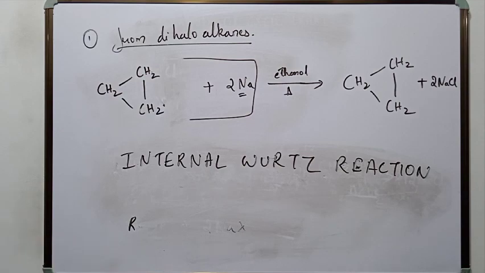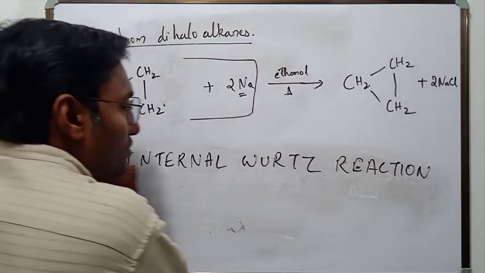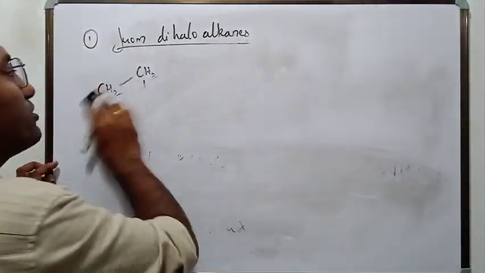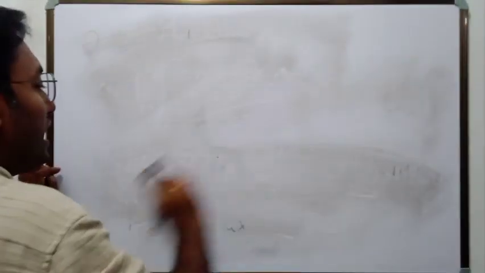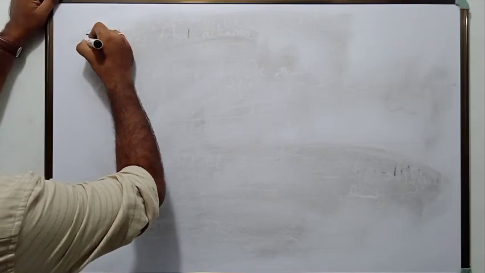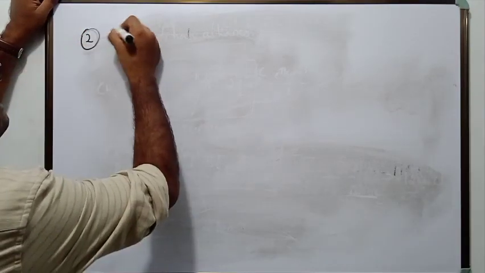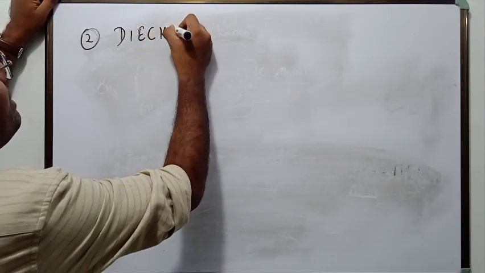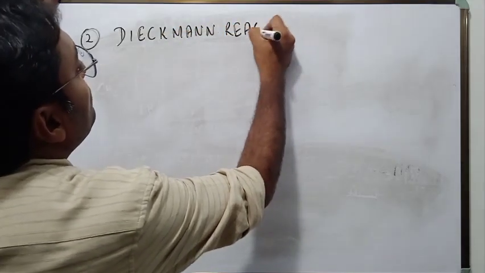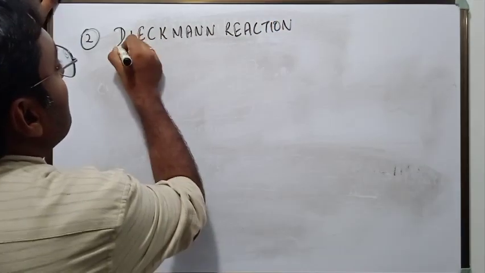Now this is for smaller cycloalkanes. Let us now go for higher cycloalkanes. This is the second method of preparation, and the most important of all. When I say higher cycloalkanes, what I mean is cyclopentane and above. There is a reaction called the Dieckmann reaction. This reaction is used for preparation of cyclopentane and other higher cycloalkanes.